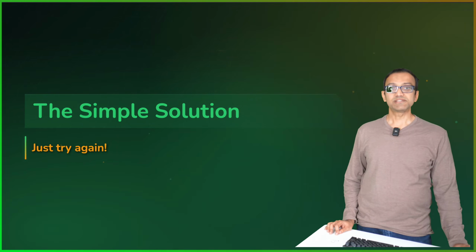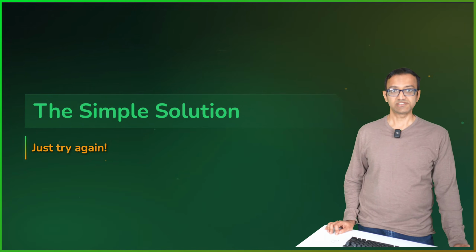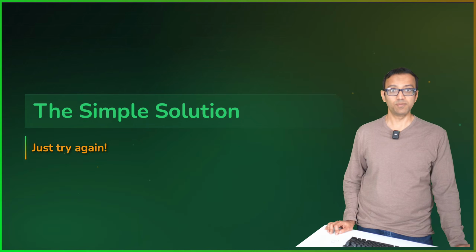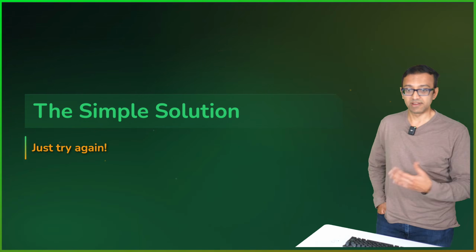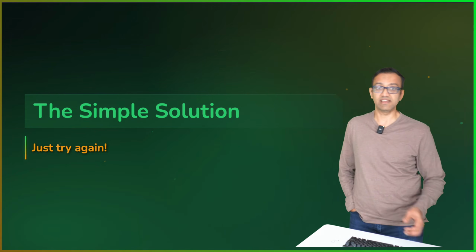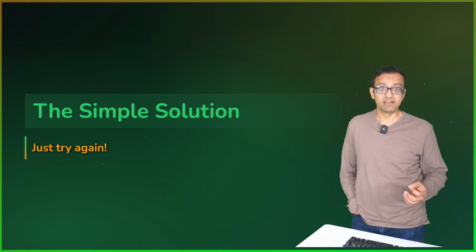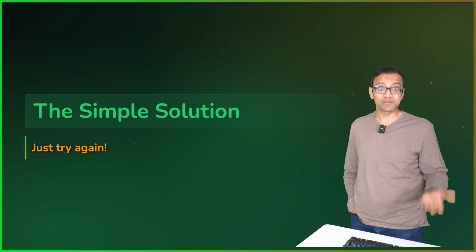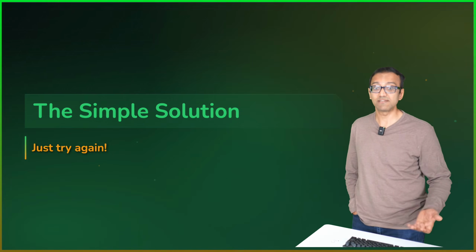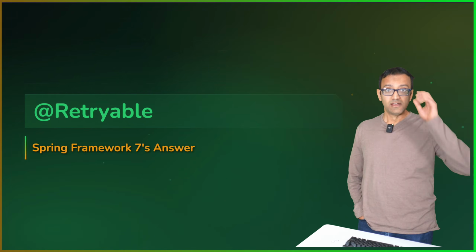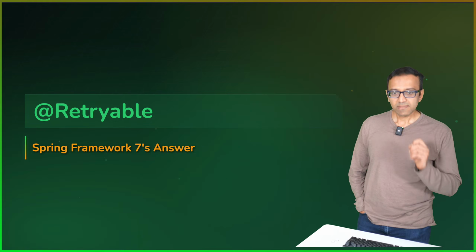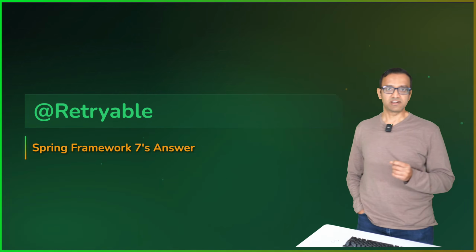So here's a simple solution for solving this problem: just try again, right? You put this in a loop, which is what I talked about. Put it in a loop to have a certain number of retries and try again. Because if a human saw this error, what would they do? They would click the refresh button again, right? So basically we want to automate that behavior. So that is provided in Spring Framework 7.